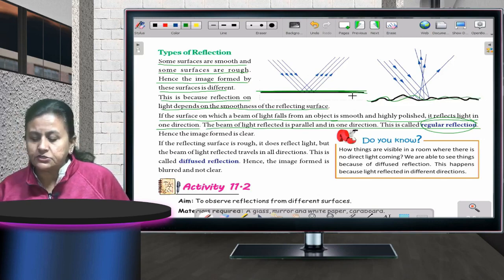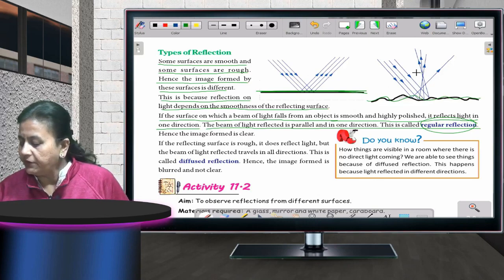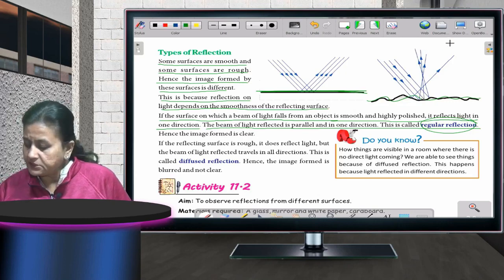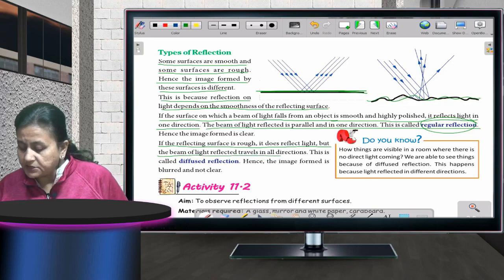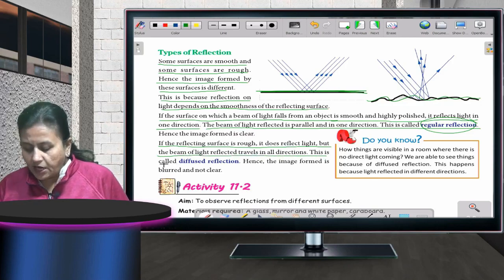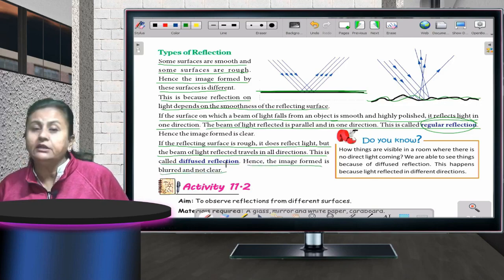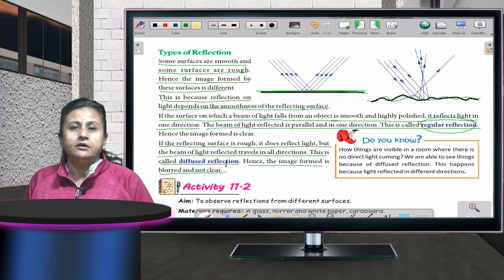On the other hand, if the surface is uneven, not smooth, you can see here, the reflection is not regular, it is diffuse. If the reflecting surface is rough, the beam of light reflected travels in all directions. This is diffuse reflection, and hence the image formed is blurred and not clear. In case the surface is not smooth, the image formed won't be clear. Fine, children?